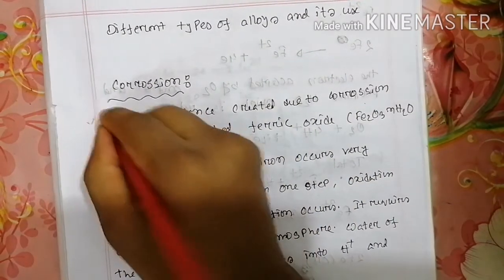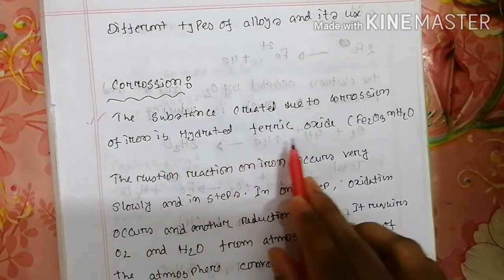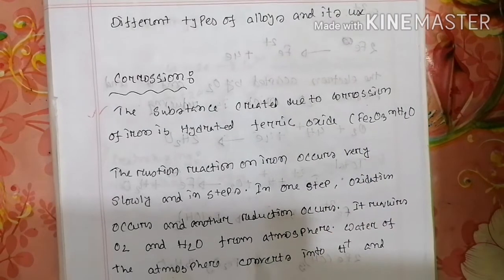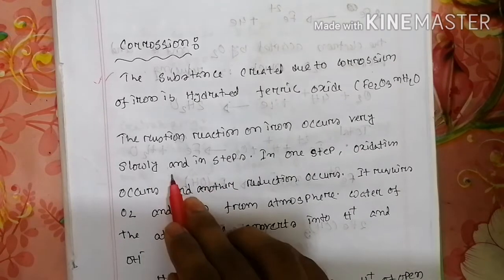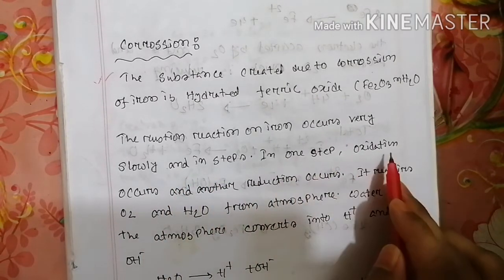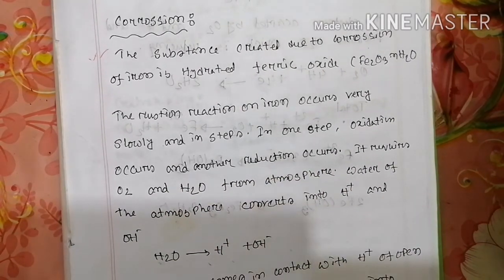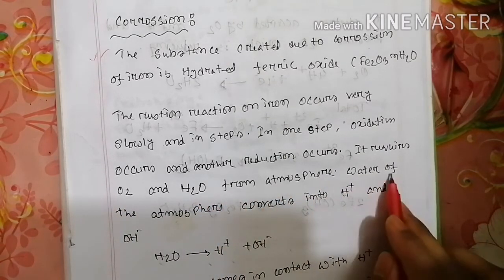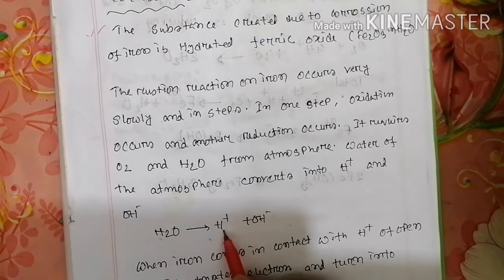Then we discuss the main chemistry of corrosion. The substance created due to corrosion of iron is hydrated ferric oxide, Fe2O3·nH2O. The reaction on iron occurs very slowly in steps. In one step, oxidation occurs and in another, reduction. That means oxidation and reduction are involved in the corrosion reaction. It requires oxygen and water from the atmosphere. Water converts into H plus and hydroxide ion: H2O to H+ and OH-.